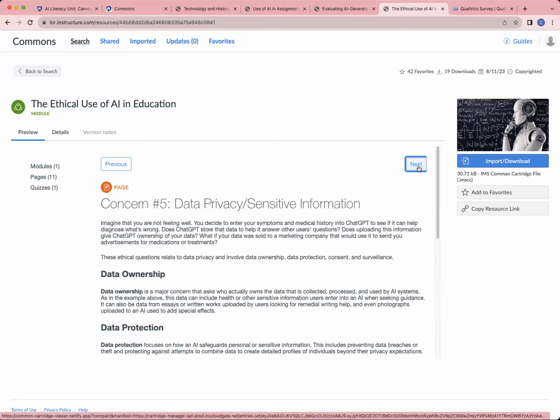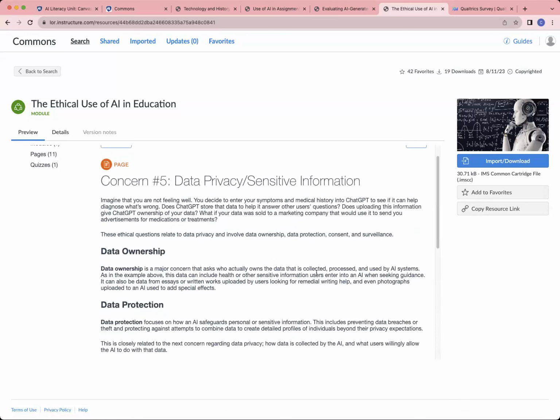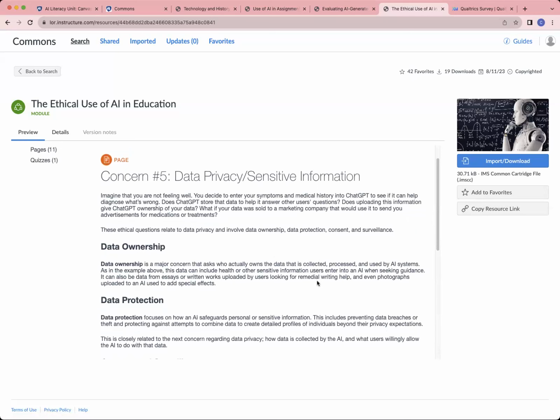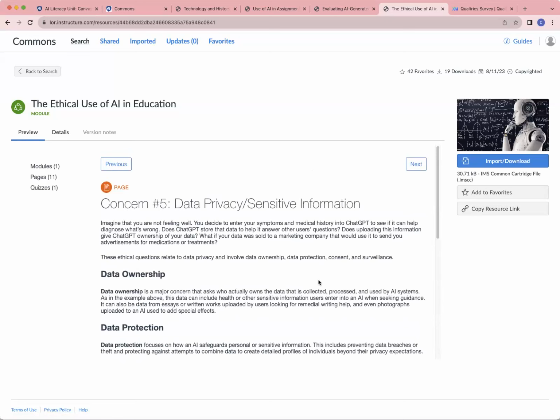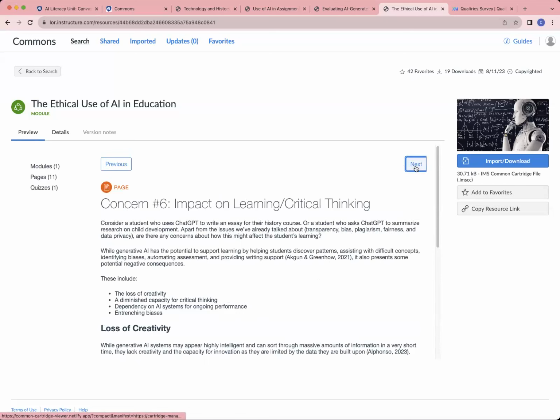Equity and fairness, data privacy. Again, 8095 and the university's data privacy rules come into play here, and it's important not only for instructors as they're developing assignments using AI, but also for students to understand what their role is in protecting their own privacy as they use these systems.